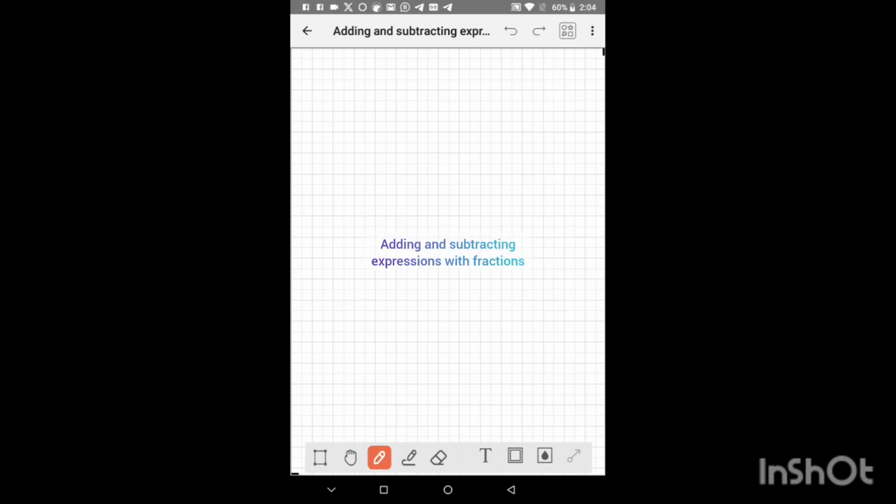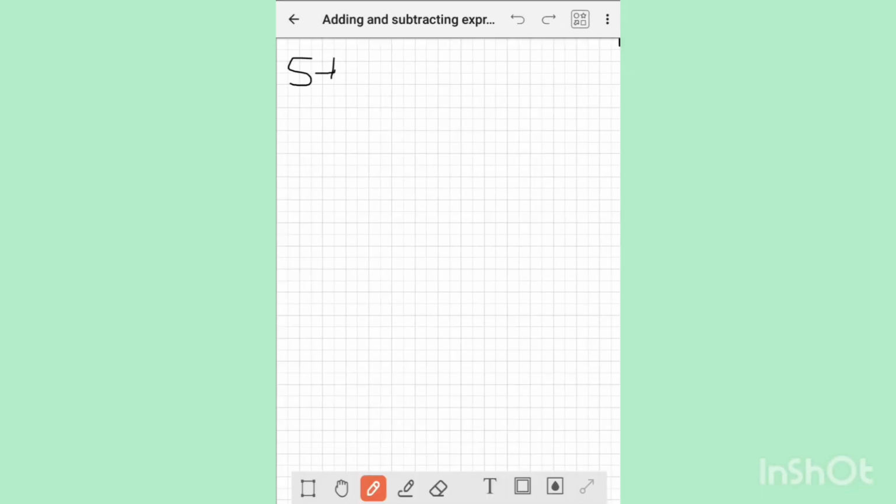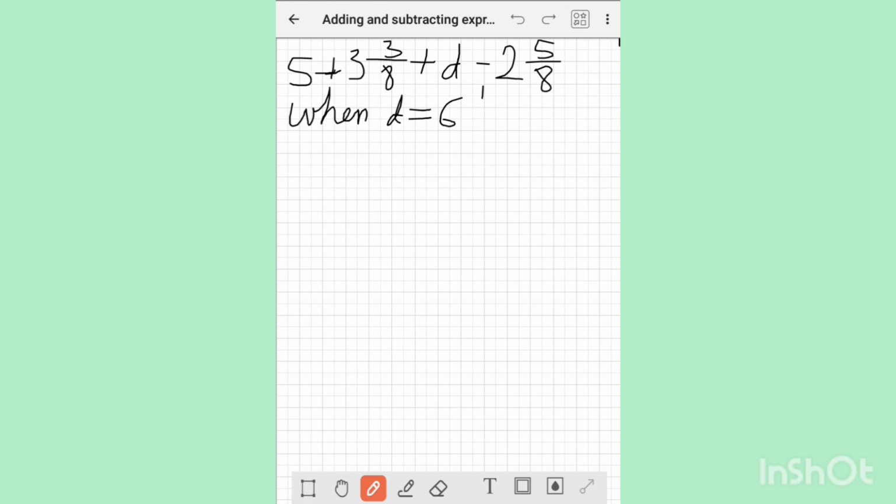I will be explaining adding and subtracting expressions with fractions. Now let us consider this example here: 5 whole, 3 whole 3 out of 8, plus d, minus 2 whole 5 out of 8, when d equals 6 whole 1 out of 6.